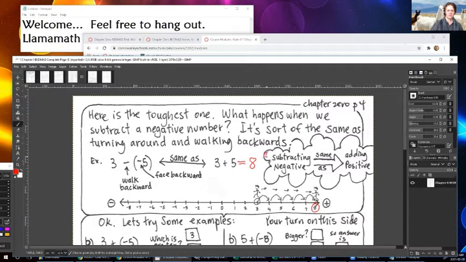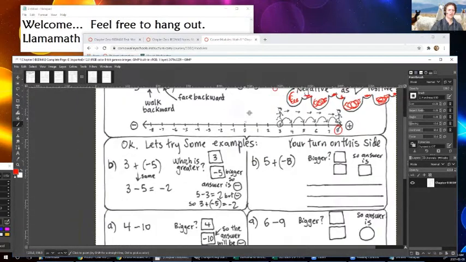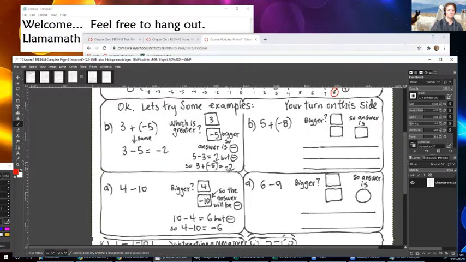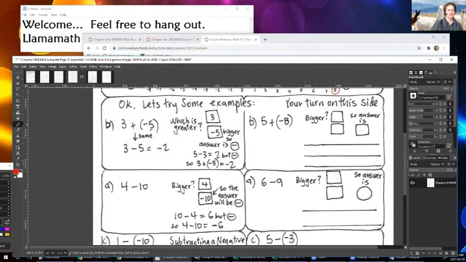So again, if you want to color this set of clouds here, because this is really a good note, this is the important thing to remember. Subtracting a negative is the same as adding a positive. All right, let's do some examples here. 3 plus -5 is the same thing as 3 minus 5. Or it's like saying you're going to face backwards and you're going to walk forwards.